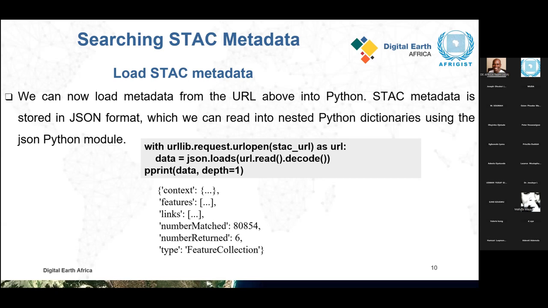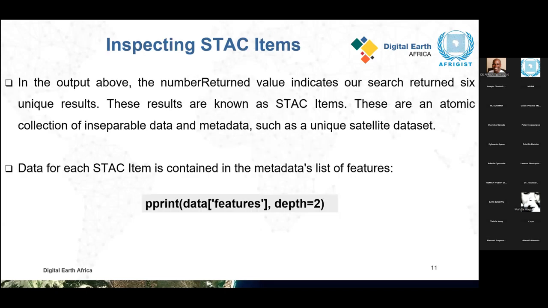that is indicated as with urllib.request.urlopen(stac_url) as url. data = json.loads(url.read().decode()). Then pprint(data, depth=1). And you have the result of that script, which gives you the context, the features, the links, the number matched, the number returned, and the type of data, which is the FeatureCollection.